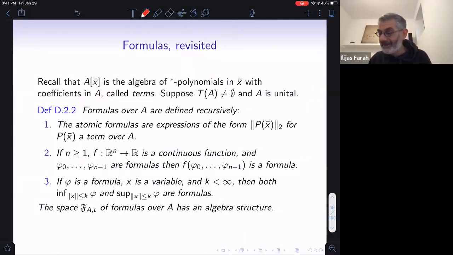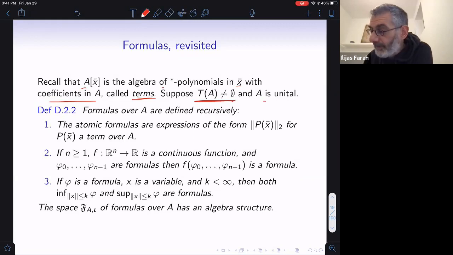Let's try to answer that question. Basically, this is the definition that you've seen before, but we are revisiting it with a slight tweak. So A here is a separable C-star algebra. A of x bar is the algebra of star polynomials in x bar with coefficients in A. They're called terms. And now we assume that A has a non-empty tracial space and that it's unital.